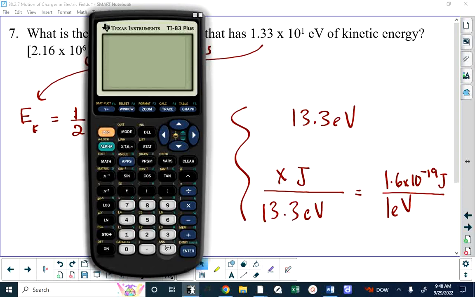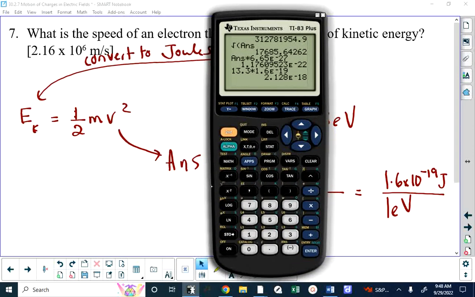13.3 times 1.6 multiplied by 10 to the negative 19. This is not coulombs, it's joules per electron volt. So 13.3 multiplied by 1.6 times 10 to the negative 19 joules per electron volt gives me this many joules. And now I'm simply going to calculate the speed from this formula. Is it an electron? Yeah. 9.11 multiplied by 10 to the negative 31.